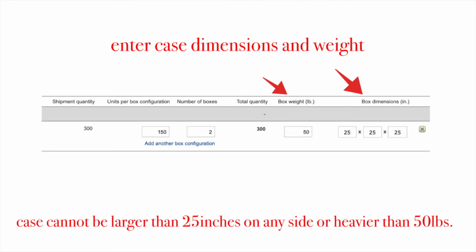Next, you want to put in the box weight in pounds. Like I've said before, the maximum you can ship in weight is 50 pounds for multiple products. If it's oversized, obviously that does not apply. And then also the maximum size that the case can be is 25 inches on any side. So you want to enter in that information right here into this table.